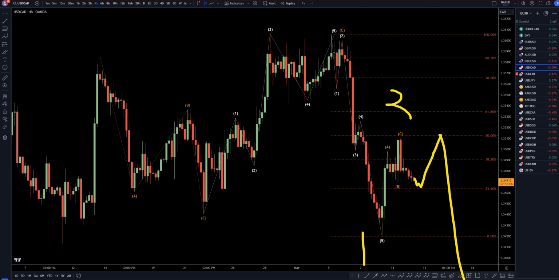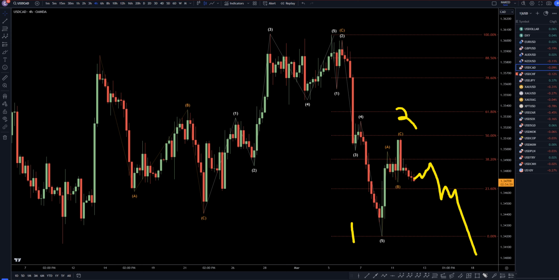But looking at the US dollar index for more of a reference, I think there's a pretty good chance that this is already going down. The dollar looks like it needs to go down, and if the dollar goes down, then this ABC right here will probably hold, and this probably will continue to make lower lows and lower highs.